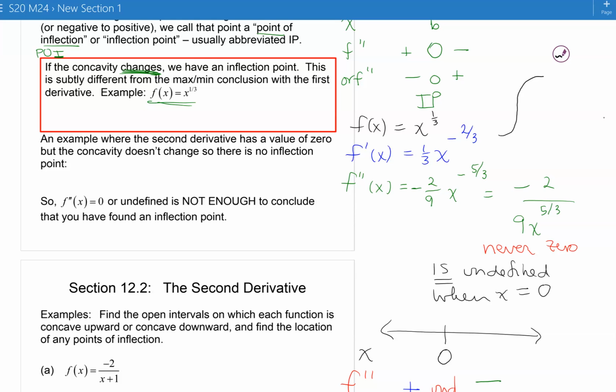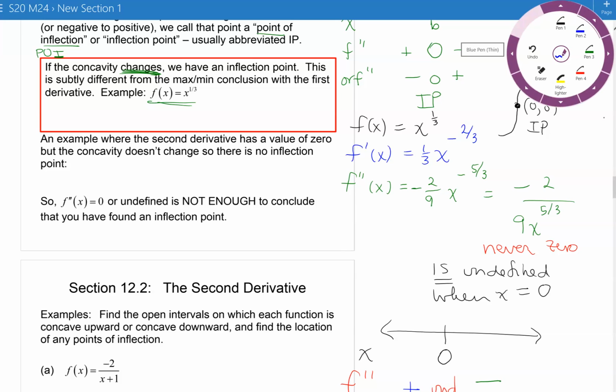So the concavity changes and we have an inflection point, even though the second derivative is not defined there. So this will be the point (0, 0), and it is an inflection point where the concavity is changing. Okay, so I have another example for you, and these are just kind of small, subtle examples. We're not going to run into a lot of fine points, but I want you to be aware of them.